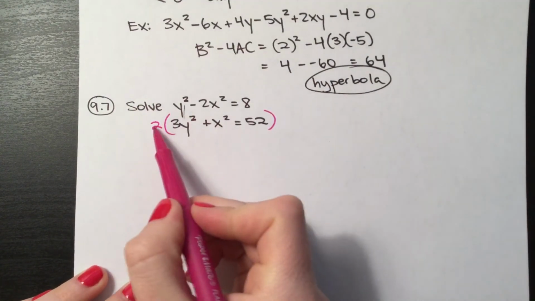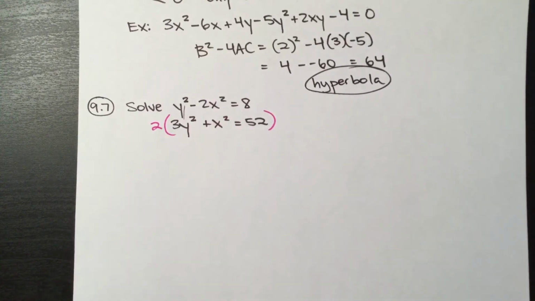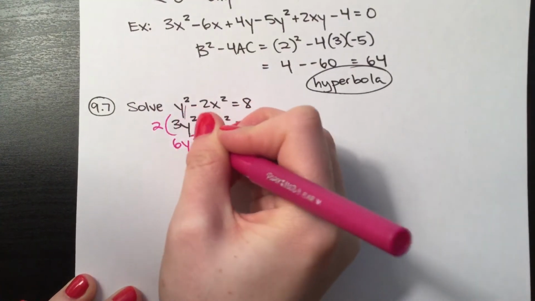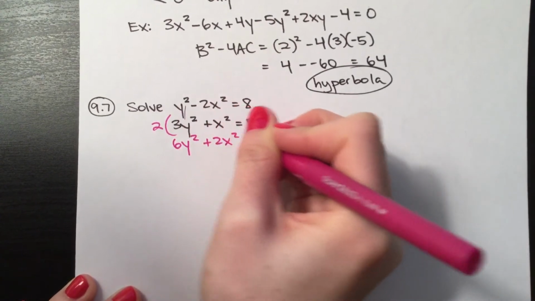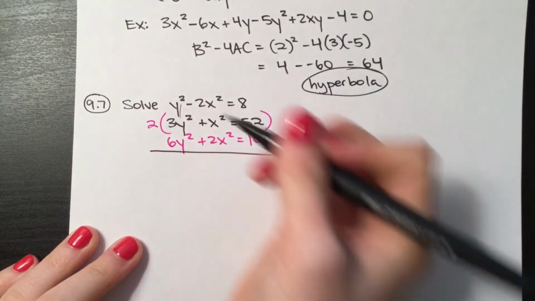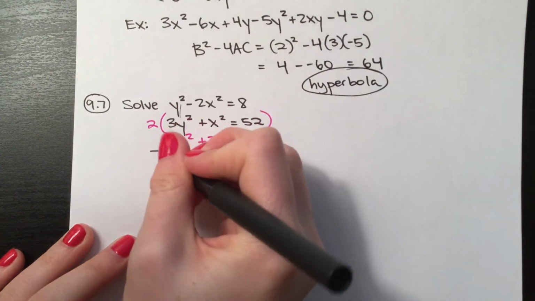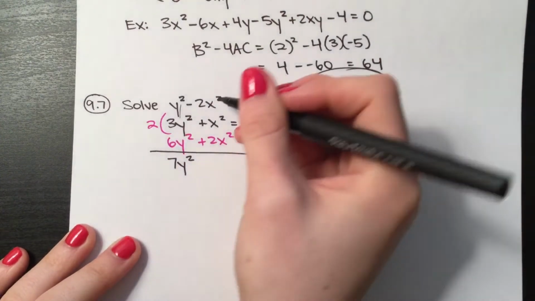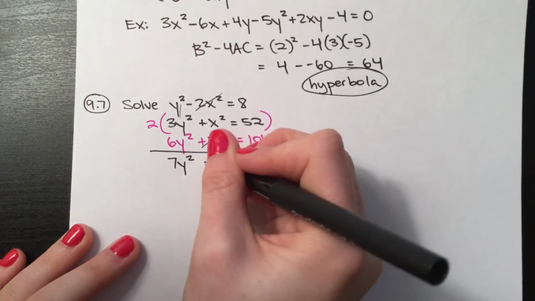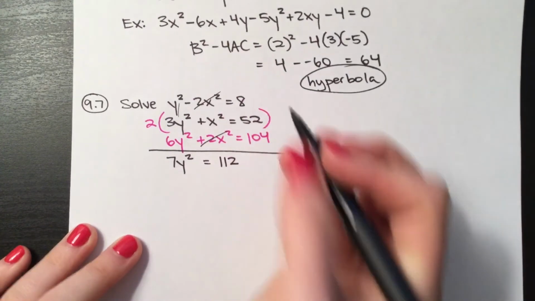Because if we do that, this will be a 2x squared. This is a negative 2x squared. They'll just cancel out. So this new equation, when I multiply everything by 2, will look like this. Okay, so now let's combine these up. So combine these, y squared and 6y squared gives me 7y squared. These will now cancel each other out, which is good. And then I add these together and I get 112.